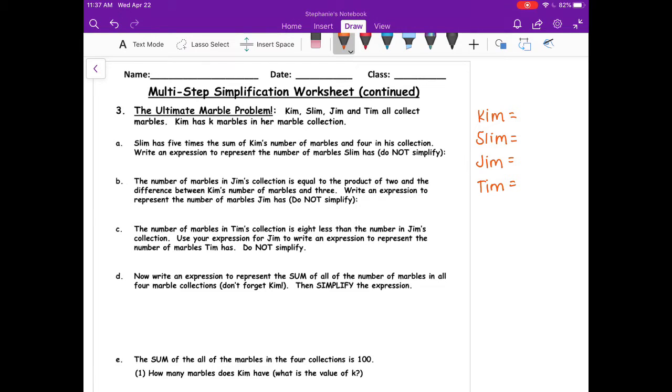Welcome to page 2. Let's look at the ultimate marble problem together. Kim, Slim, Jim, and Tim all collect marbles. Kim has K marbles in her marble collection.